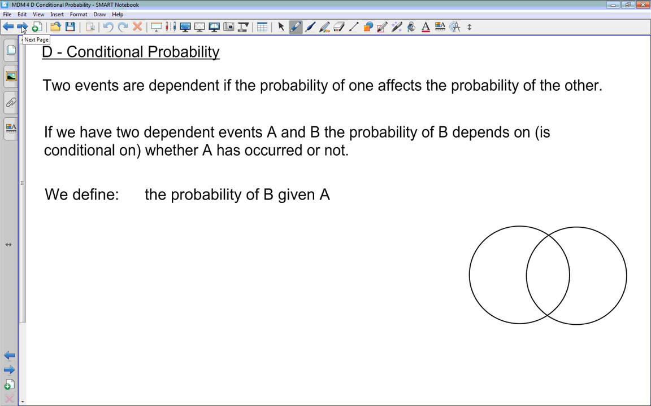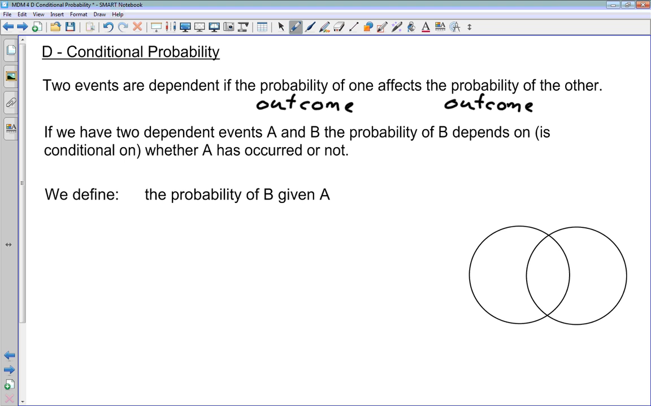So just to refresh our memory here, two events are dependent if the probability of one affects the probability of the other, or the outcome of one will affect the outcome of the other, or the outcome of one affects the probability of the other. If we have two dependent events, A and B, the probability of B depends on or is conditional on whether A has occurred or not. That's just restating our definition of dependent events.